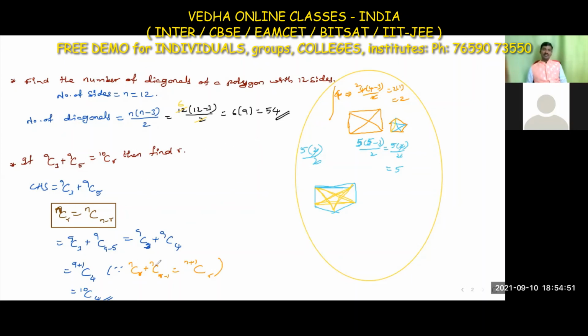But the question gave it as 10CR. So 10C4 we just got, but it is already given as 10CR. So 10C4 is equal to 10CR. Then what is the R value? Therefore, the value of R is 4. The value of R is 4. Understood? Any doubt?